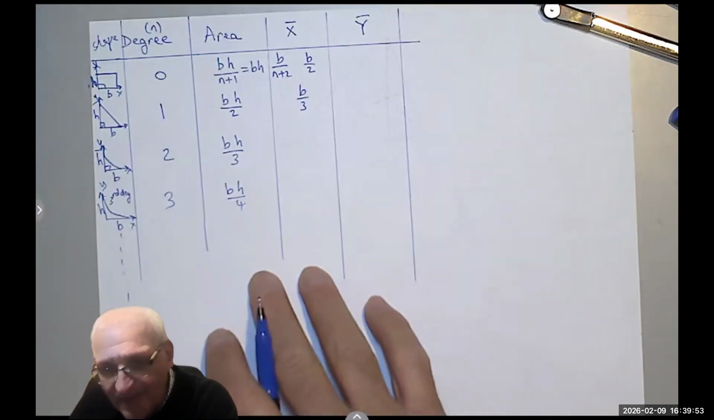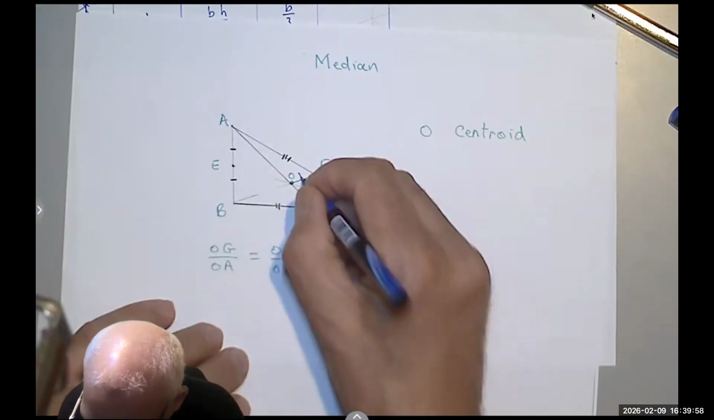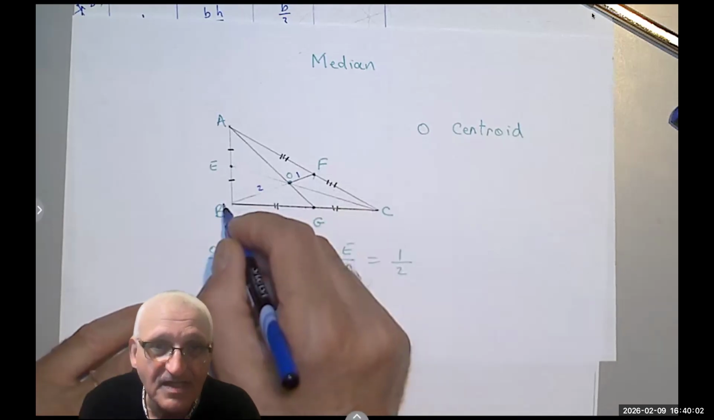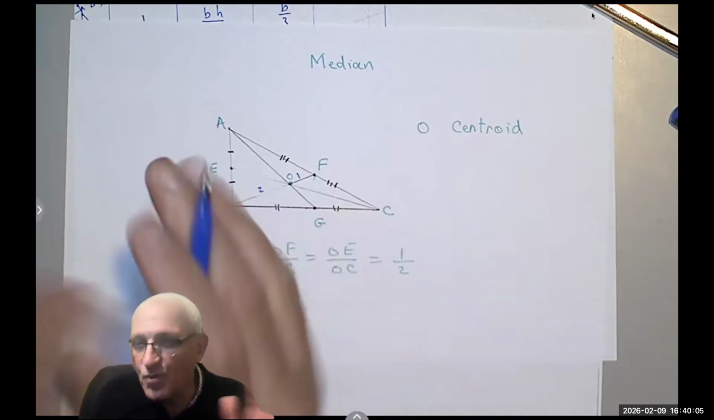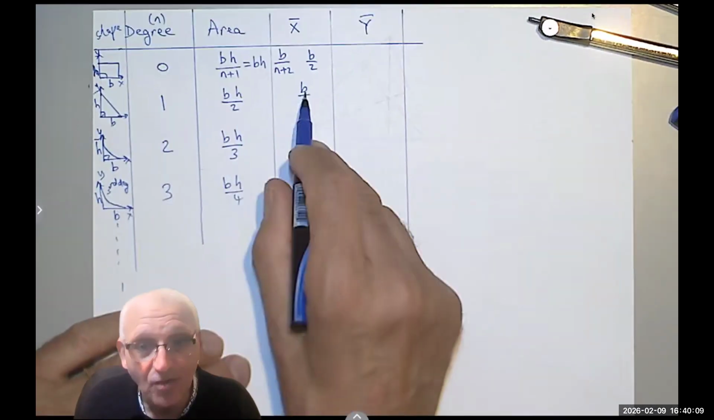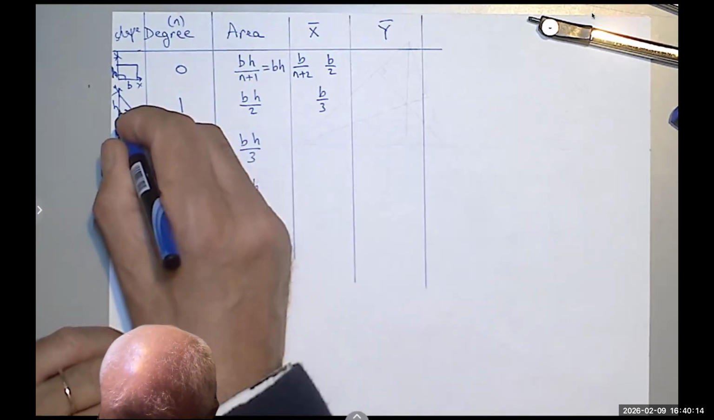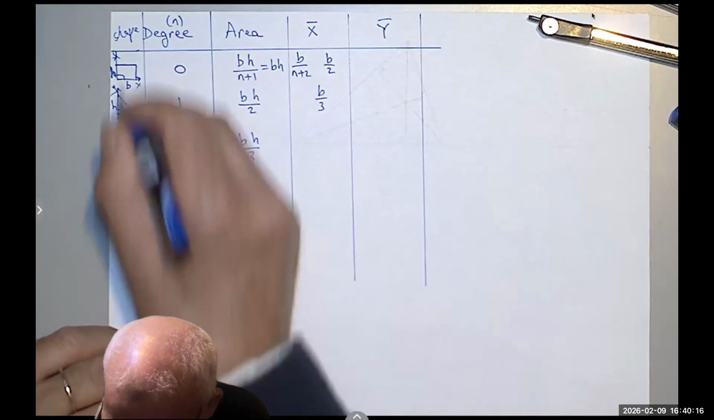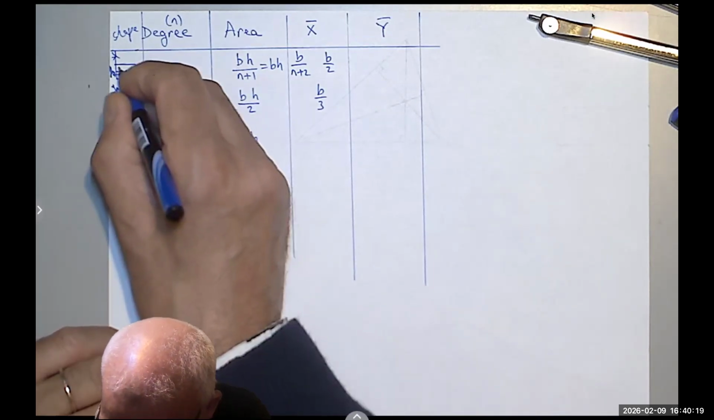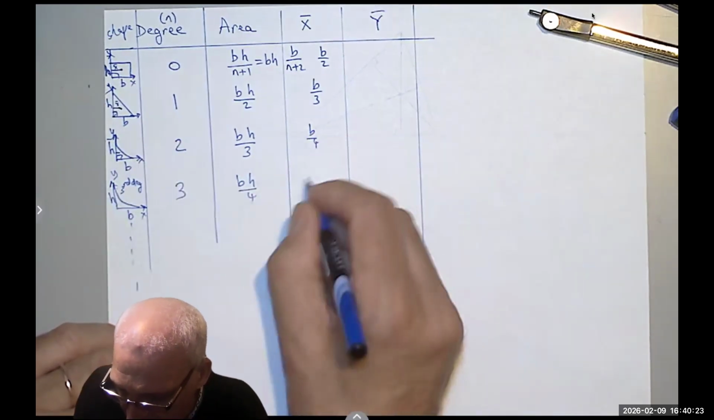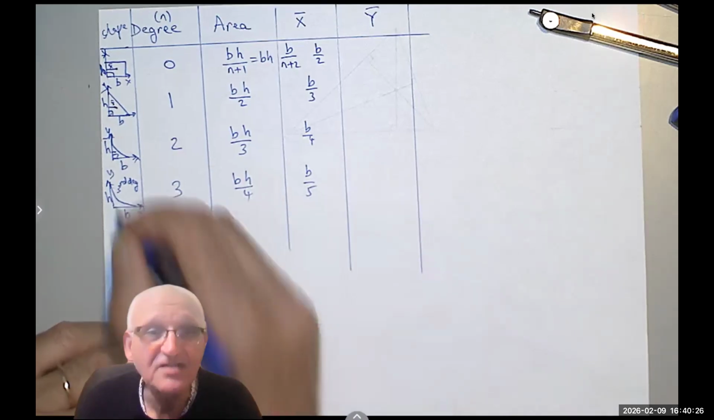Wait a second. Let's go back to the median. If this ratio is 1 to 2, meaning this is third of this line. But it works also if it's a right triangle. It's B over 3. That centroid is here. This distance is B over 3. That's X bar. Here it was B over 2. Here it would be B over 4. Here it would be B over 5, and so on and so forth.